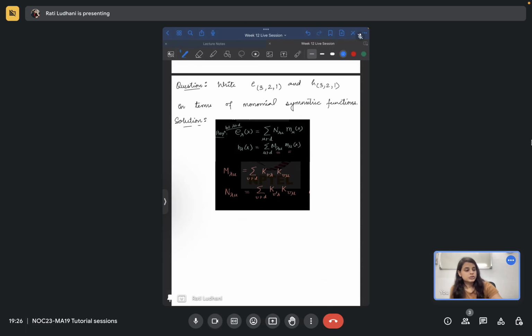Okay, so write E(3,1) and H(3,1) in terms of monomial symmetric functions. Yeah, polynomials. Better to write polynomials. It's fine anyway.